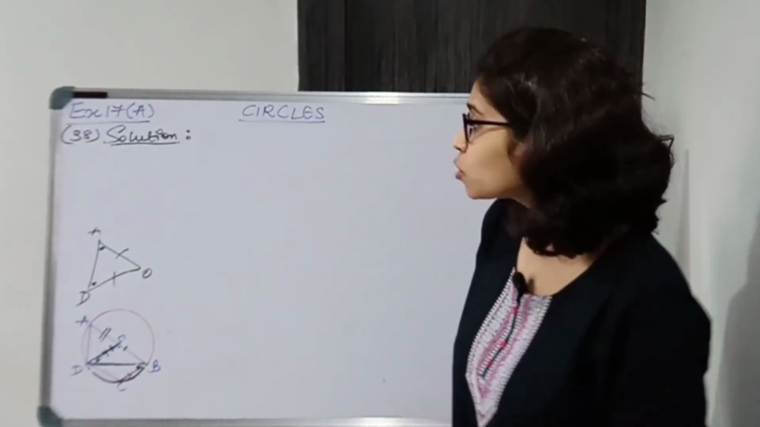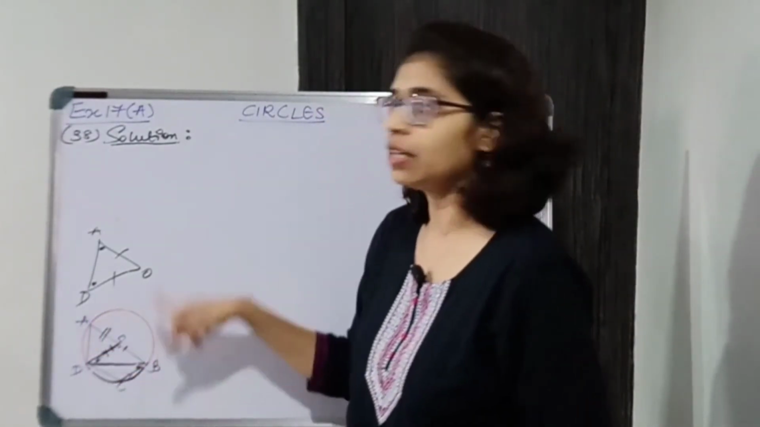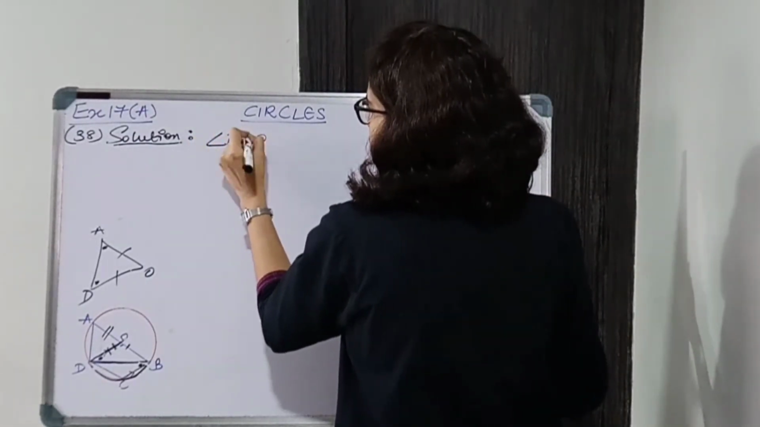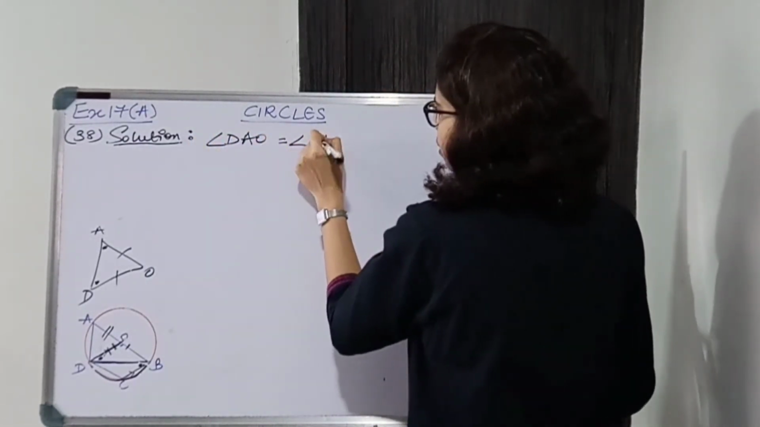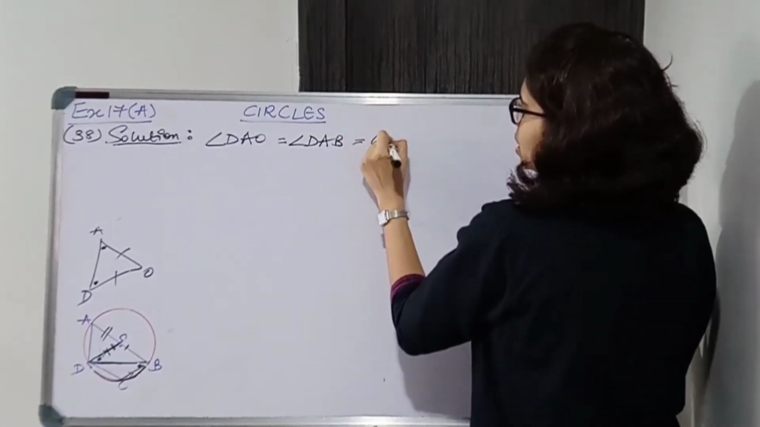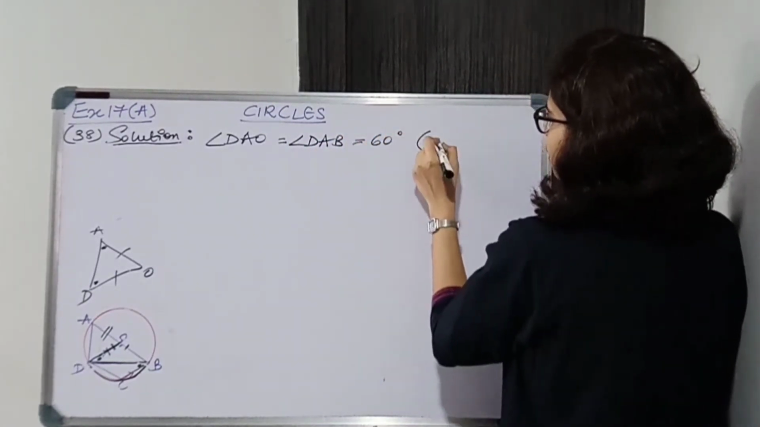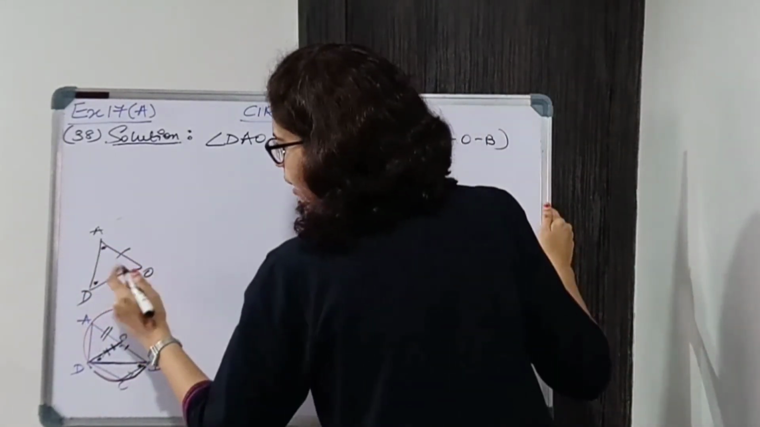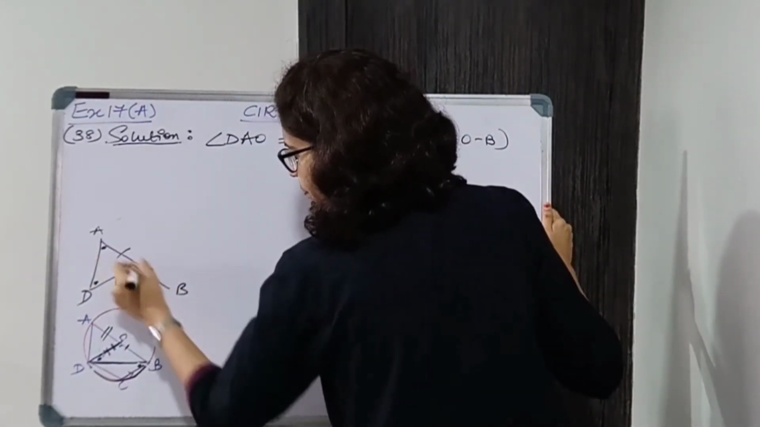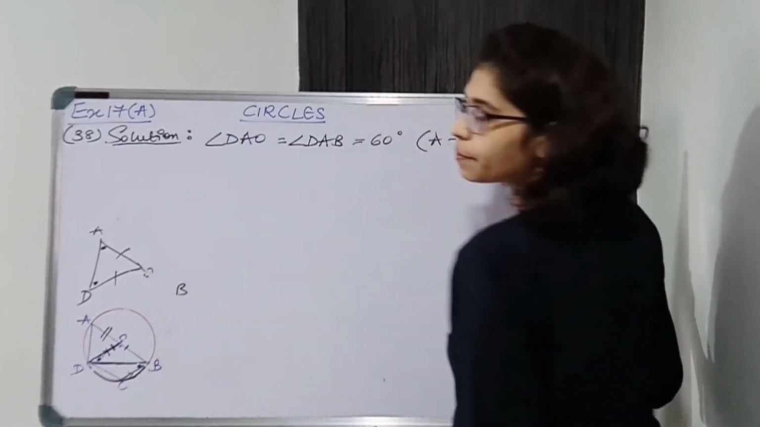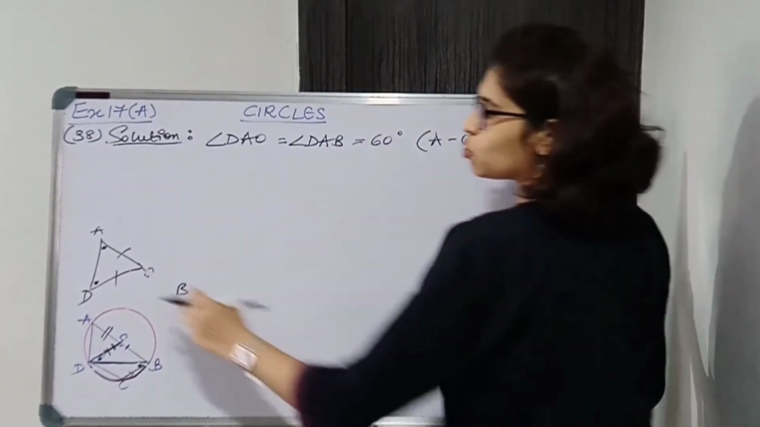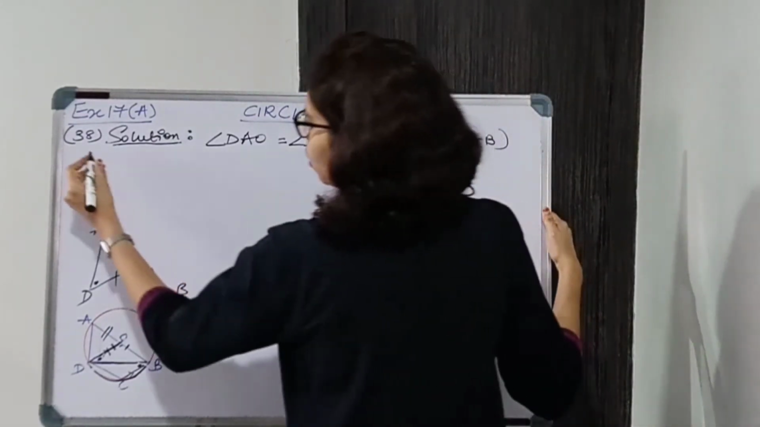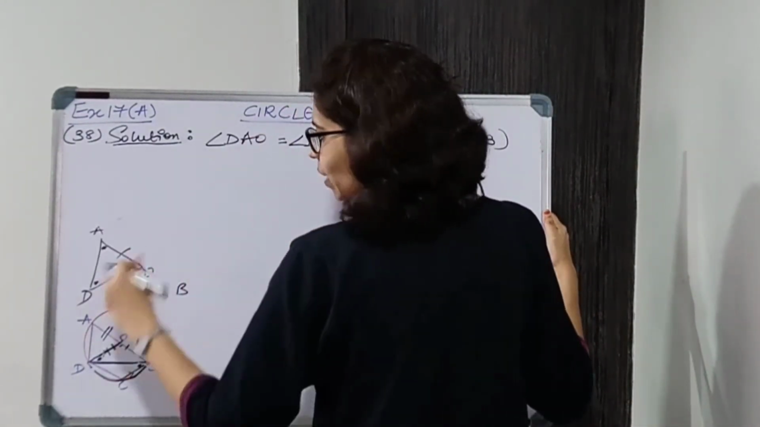Okay. So before that we'll write down that DAO and DAB are equal. So angle DAO is equal to angle DAB is equal to 60 degrees. A dash O dash B. Okay, DAO बोलो या DAB बोलो. Okay, मैंने सिर्फ आर्म शॉर्ट कर दिया है. ठीक है, because O is a point between A and B. So A dash O dash B. Now ये मिल गया.